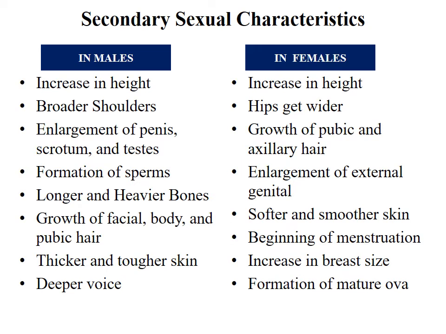Secondary sexual characteristics are differentiated, like in the case of males and females. You can see that in the case of males there are several features, in the case of females also there are several features. Increase in height, definitely you will be seeing that there is increase in height in the case of males and females. But one thing you need to understand or differentiate is that females mature faster than males. At least 1 year before, the females will be maturing faster.